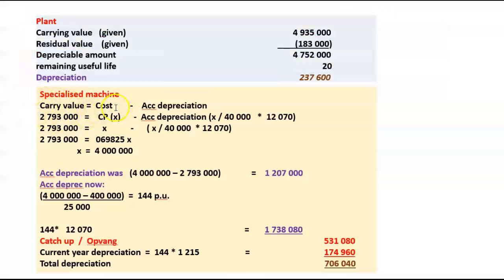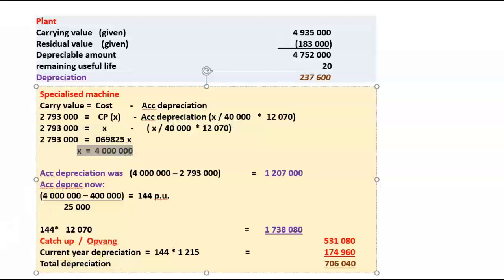Carrying value equals cost less accumulated depreciation. We have the carrying value, 2,793,000. Cost we do not have. Accumulated depreciation, we know how we calculate that. That is the cost less the estimated residual value, which is 0, so it's only the cost divided by the total capacity of 40,000 units multiplied by the number of units up to the beginning of the year, 12,070. If we resolve this little formula that we've written down here, we will see that the cost price of that specialized machine was 4 million Rand.